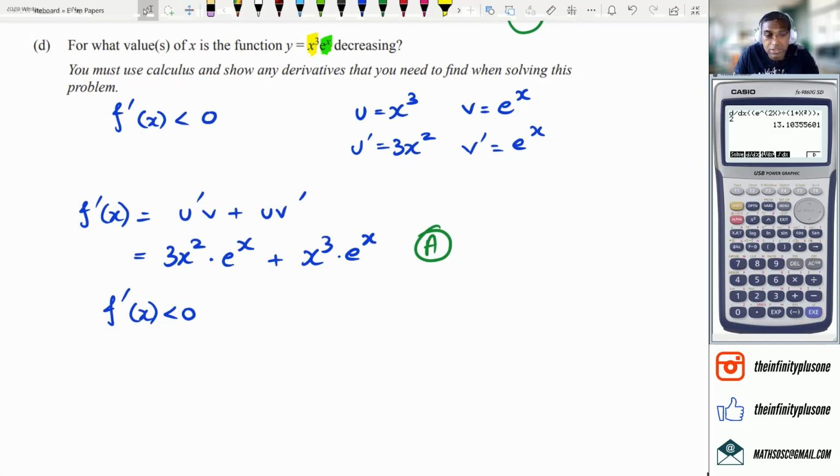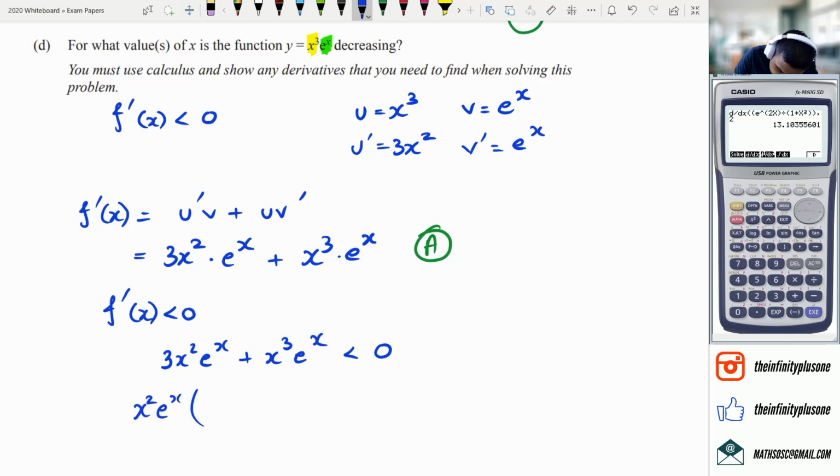Because this function has to be less than 0, we've got 3x squared e to the x plus x cubed e to the x has to be less than 0, because that's what the decreasing function is. Now you're looking at this and going, geez, I've got e to the x on both sides. So take it out as a common factor. Plus, you've got x squared as a common factor. So you can take out both x squared and e to the x as a common factor. What you're going to end up with is 3 plus x is less than 0.